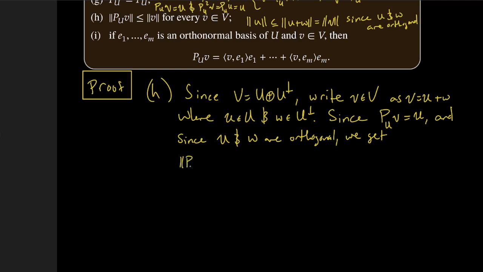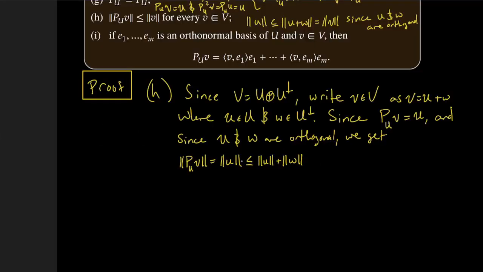So here's what I'll write. I'll write the norm of P_U v. Well, that's just equal to the norm of u. And I'll say that the norm of u is certainly less than or equal to the norm of u plus the norm of w, which I claim is certainly, if we square everything, going to satisfy the following. So, square it all. This is in fact equal to the norm of u plus w squared via the Pythagorean theorem.